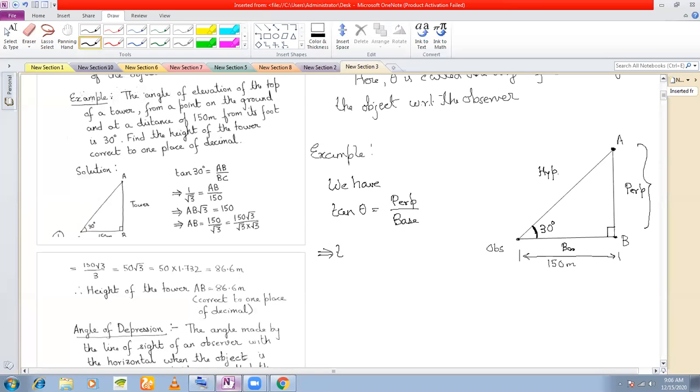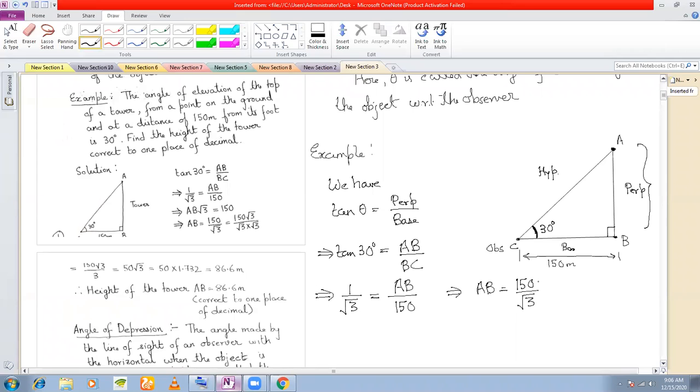That means here we have tan 30 is equal to perpendicular, which is AB, and base, let's call this point C, BC. So tan 30 you know is 1 by root 3, and AB we need to calculate, and the length of BC is 150. Therefore, what is the length of AB? It is 150 by root 3. This is the height of the tower.